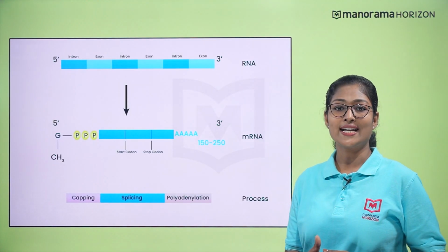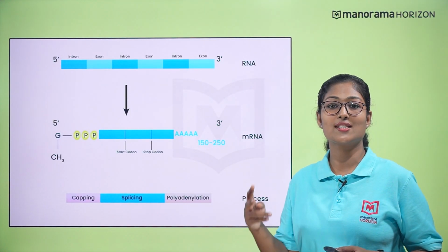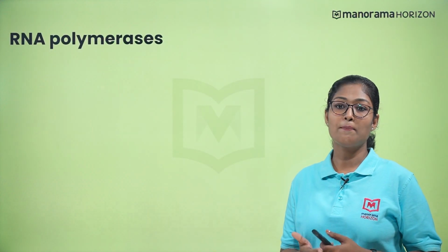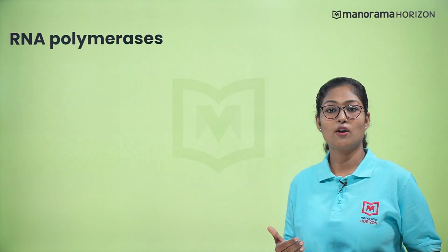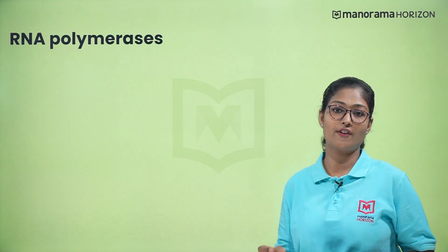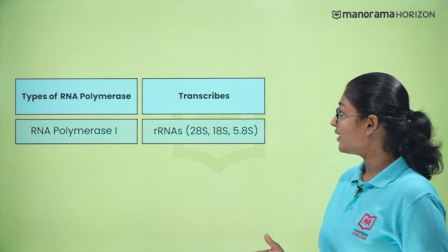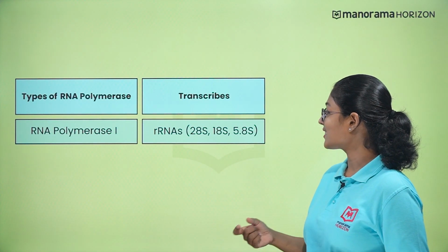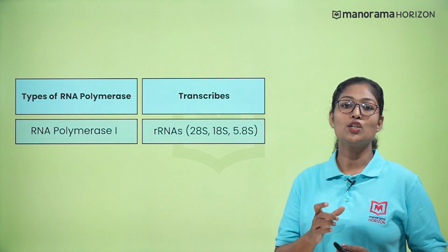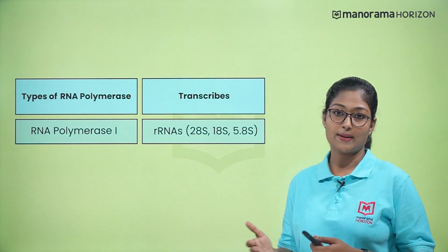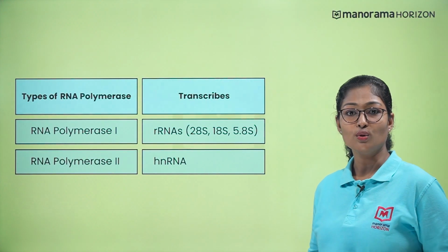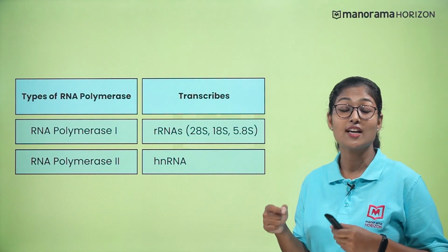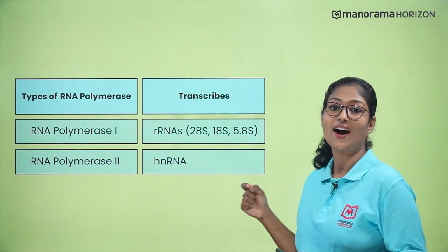You need to note that there are 2 additional complexities in transcription in eukaryotes. First is the different types of RNA polymerases. There are 3 RNA polymerases, each having a specific function. RNA polymerase 1 transcribes rRNAs, that is 28S, 18S and 5.8S, in the nucleolus, which are assembled to form ribosomes. RNA polymerase 2 transcribes the precursors of mRNA named as heterogeneous nuclear RNA, that is hnRNA.